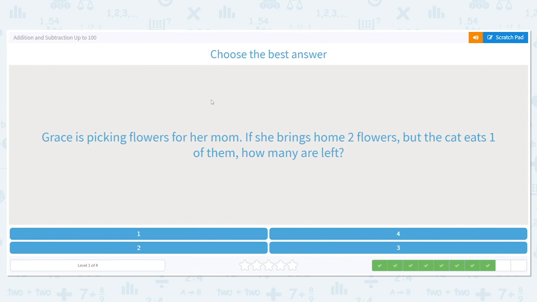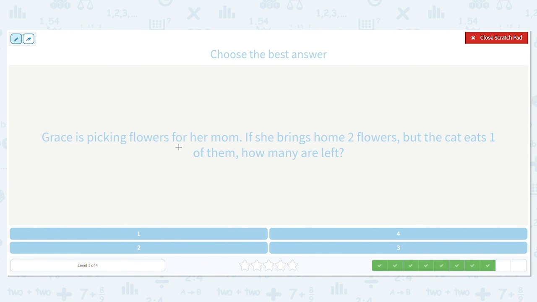Next, Grace is picking flowers for her mom. If she brings home 2 flowers, but then the cat eats one of them, how many are left? Okay, so Grace is picking flowers. How many was she bringing home? 2 flowers. But then what did the cat do? The cat ate one of them.